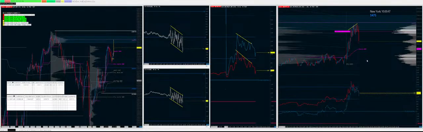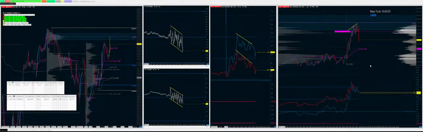So that short worked out, right? At least for now. But again, does it mean that it's going to go all the way back down into these VWAPs and stuff like that? No, I don't. I try not to get into the longer range prediction game, right?